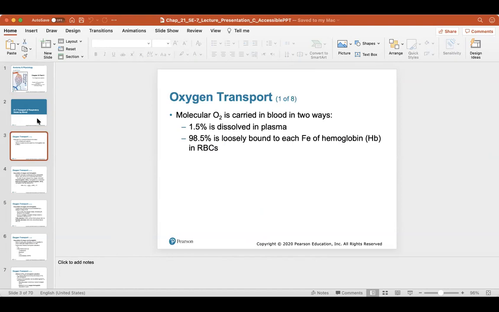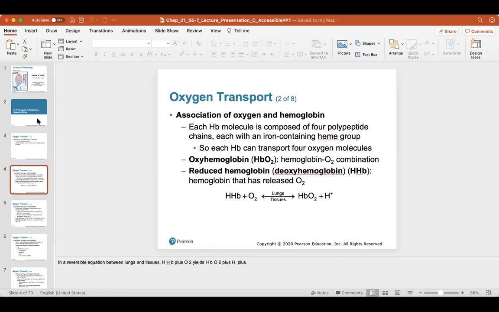First of all, molecular oxygen is carried in the blood in two ways. 1.5% is dissolved in the plasma, and over 98% is loosely bound to each iron of the hemoglobin protein in red blood cells. So we'll talk a little bit about how oxygen and hemoglobin are associated or connected together. Each hemoglobin molecule is composed of 4 polypeptide chains, each with an iron-containing heme group. And this iron-containing heme group is what attaches to the oxygen molecule. So each hemoglobin can transport 4 oxygen molecules.